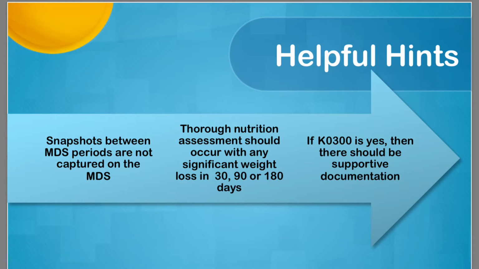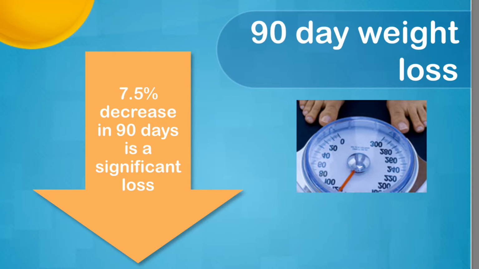A thorough nutrition assessment should occur with any significant weight loss in order to determine if it was planned or unplanned. If K0300 is yes, then there should be supporting documentation in the chart and on the care plan. We do assess weight loss over 90 days when looking at weight change or when doing annuals and quarterly reviews, but it is not a criteria utilized when coding the MDS. So if there was a 7.5% weight loss in 90 days, but no significant loss times 30 or 180 days, you would not code for it on the MDS.